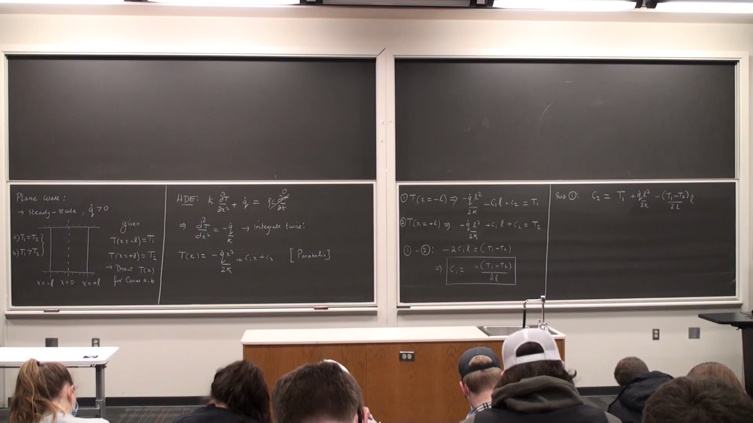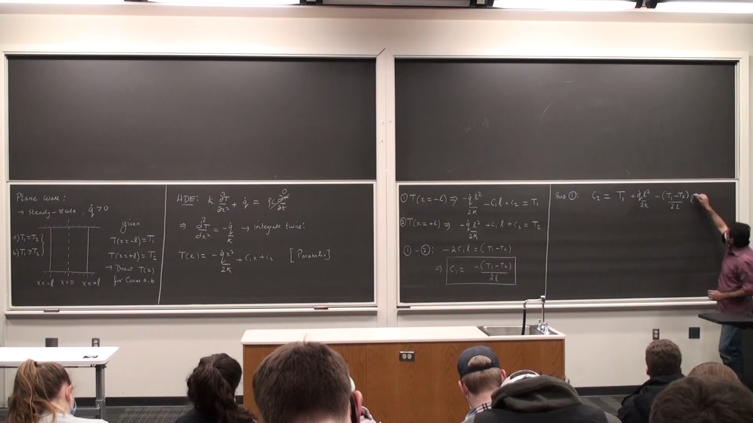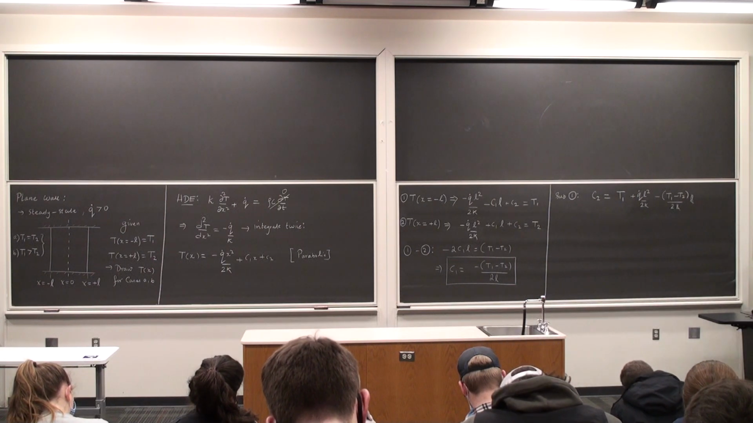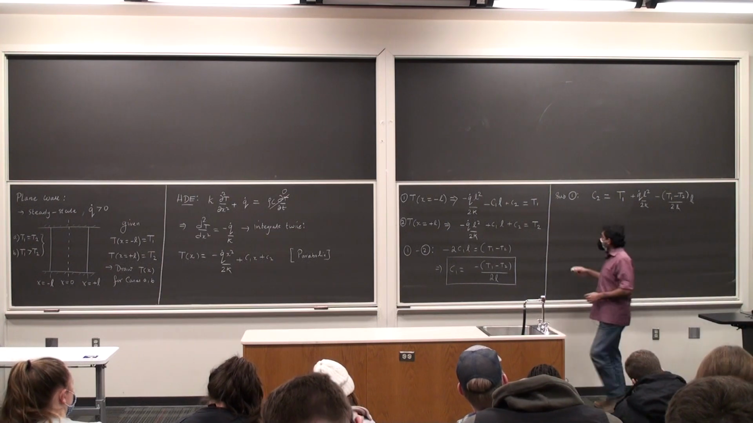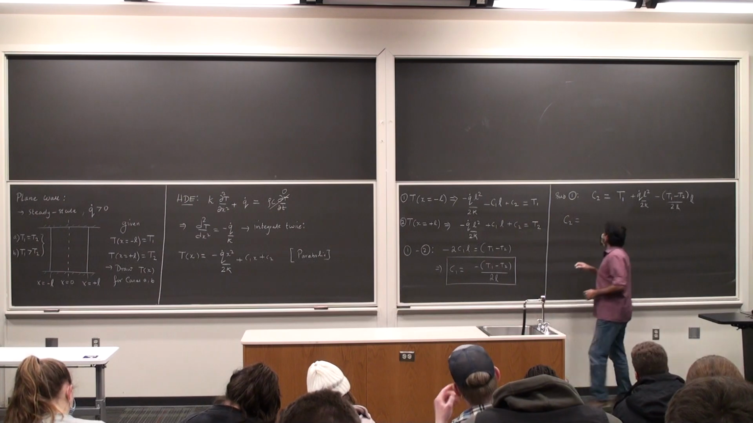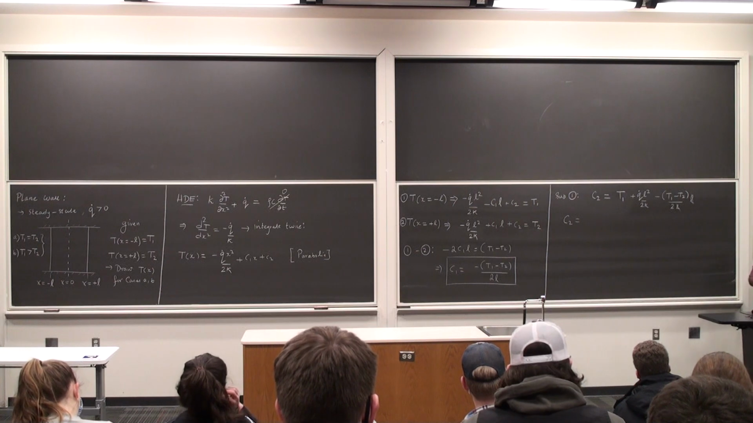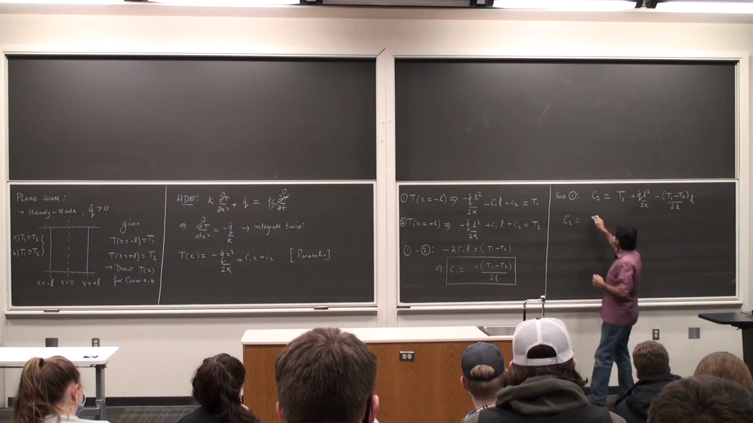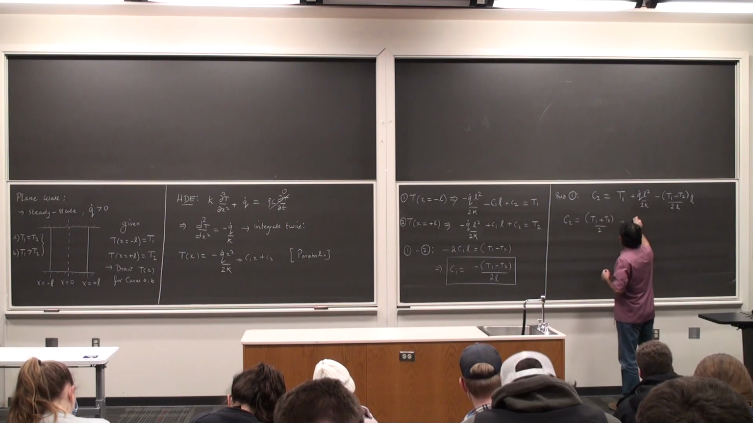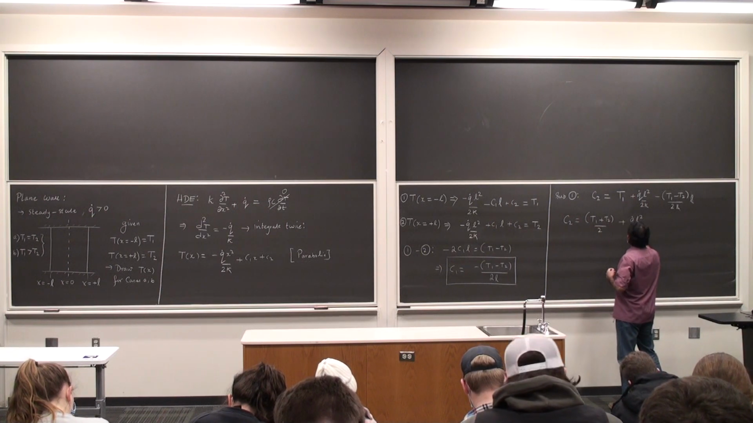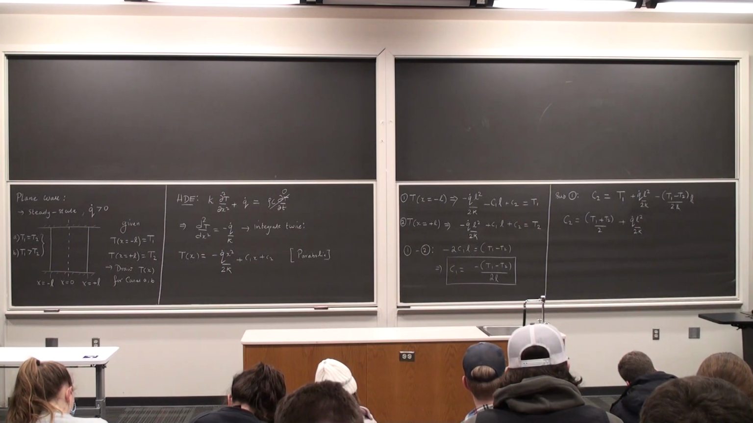Just algebra, okay, nothing fancy going on here. Cancel off the L's. T1, and then I have minus T1 by 2. I just add up things and I get the following. T1 minus T1 by 2 is T1 by 2. Minus and minus becomes a plus, so that's a plus T2 by 2. So this is T1 plus T2 by 2 plus q dot L square by 2k. So this is C2.